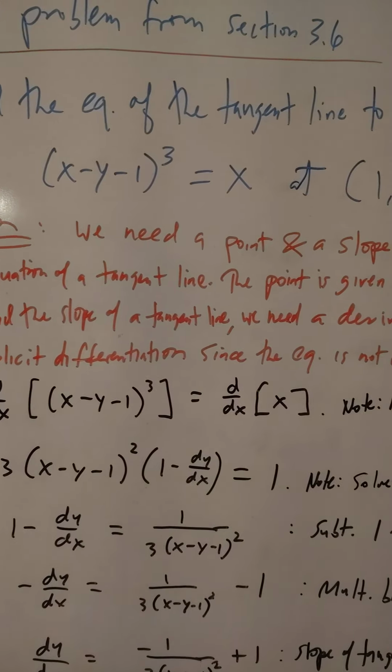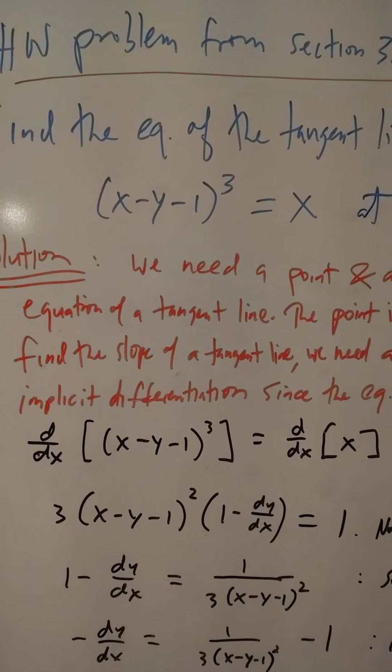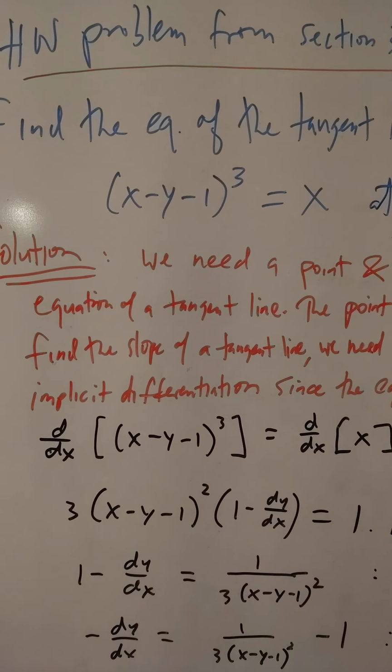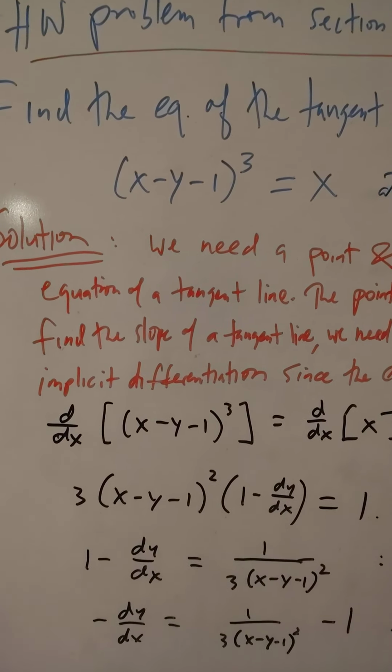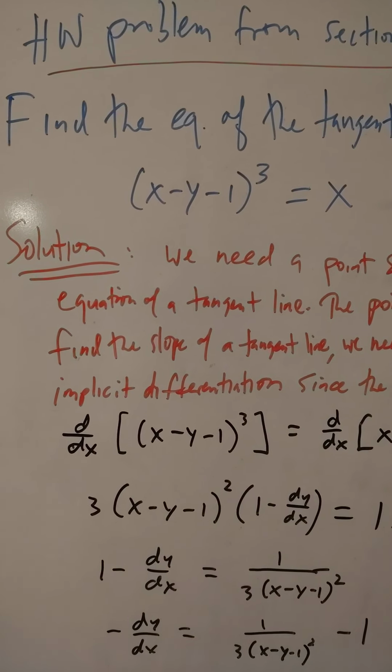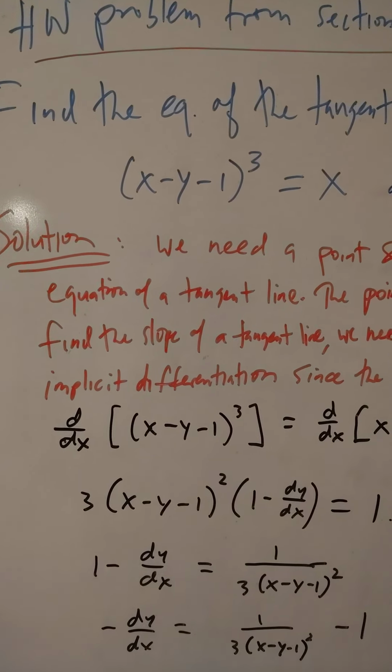Because this is a tangent line, the slope will be given by the derivative. Derivatives give you slopes of tangent lines. And notice this equation. It looks darn hard to solve this equation for y. So to find the derivative, we're going to use implicit differentiation. And the left-hand side is going to require the chain rule.